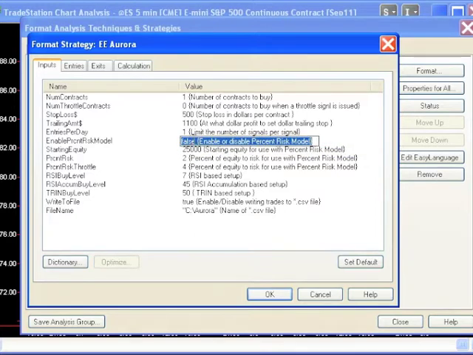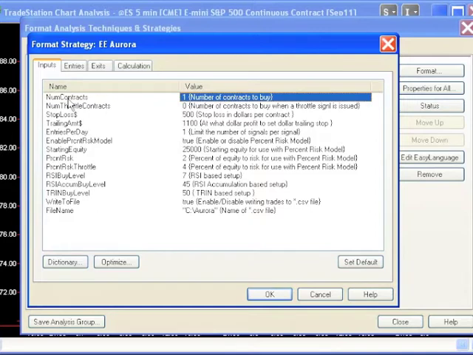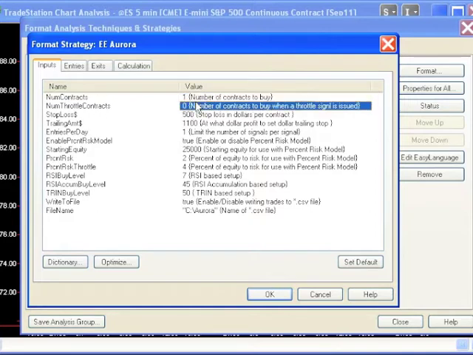Let's enable our percent risk model. Type this in here, true, and let this go. Now what will happen is, because we enabled this, it's going to ignore the static number of contracts and the throttle contracts up here.